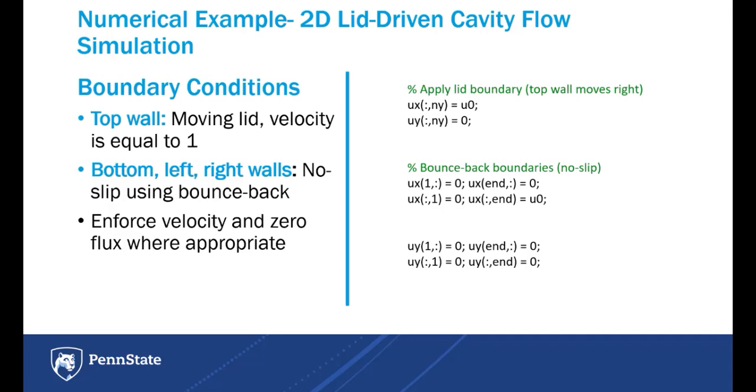Boundary conditions are crucial. We apply a constant rightward velocity to the top lid and bounce-back conditions to the stationary walls. This setup ensures realistic, shear-driven flow and proper enforcement of the no-slip condition.